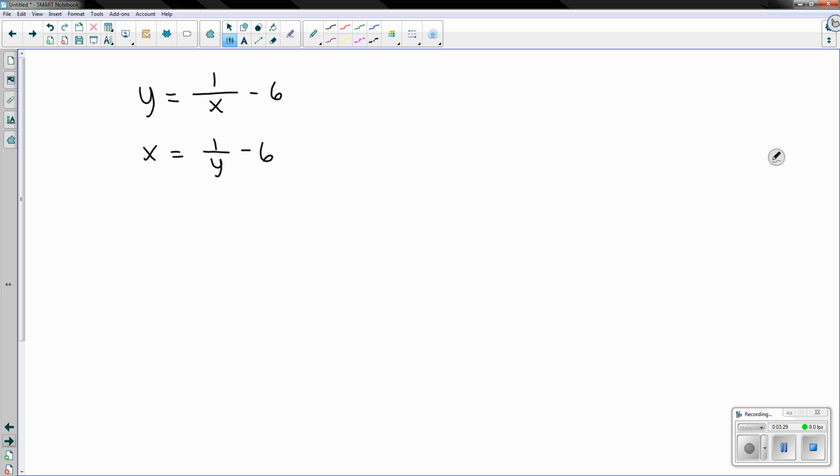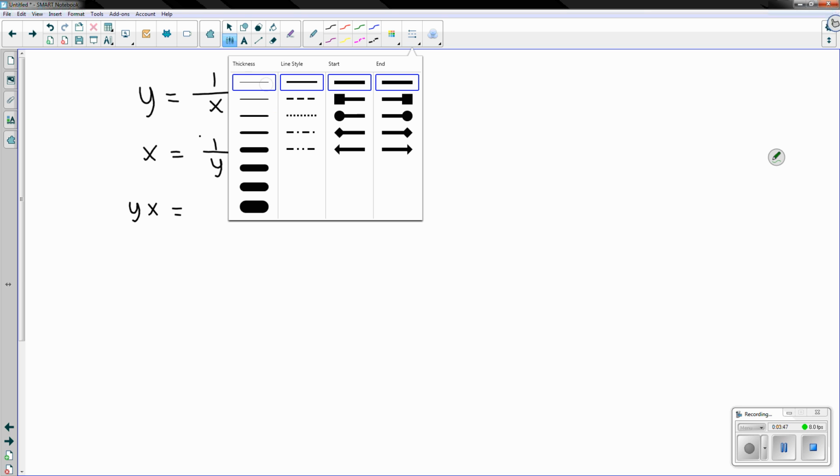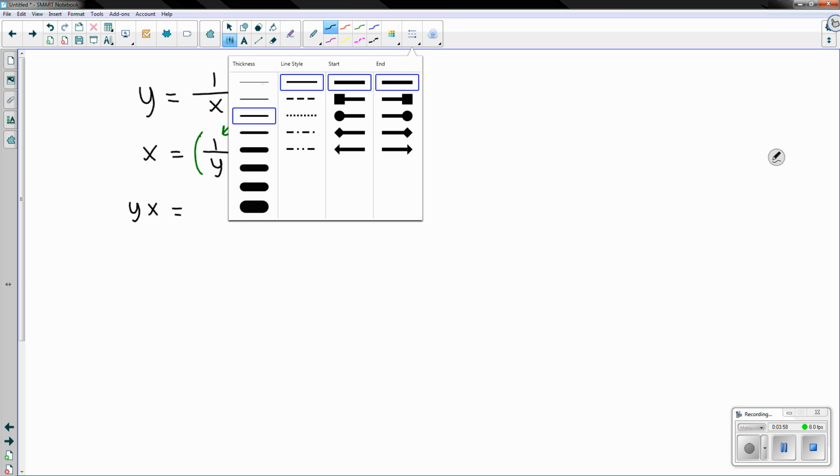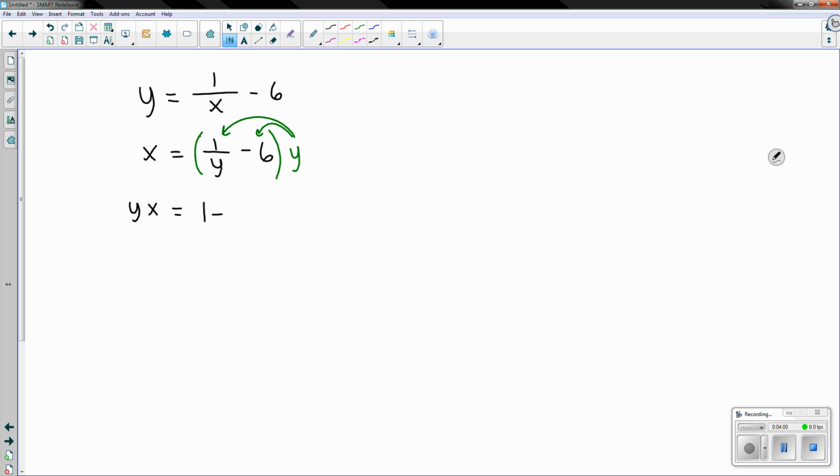You may be inclined to multiply both sides by y at this point, or you might move the 6 first. Either way, we should get to the same place, so let's do it both ways. Let's say you multiply both sides by y. So the left side is going to be yx. The right side, remember, you're multiplying this entire side by y, so you must remember or practice that sound algebra where all terms on that side must be multiplied by y, which results in 1 minus 6y.